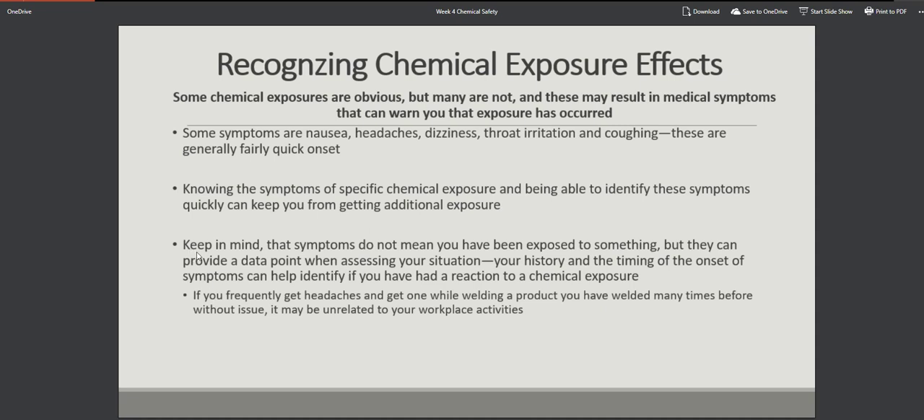And the last bullet point here, keep in mind that symptoms do not mean you have been exposed to something, but they can provide a data point when assessing your situation. Your history and the timing of the onset of symptoms can help identify if you have had a reaction to a chemical exposure. So if you frequently get headaches and get one while welding a product you have welded many times before without an issue, it may be unrelated to your workplace activities.